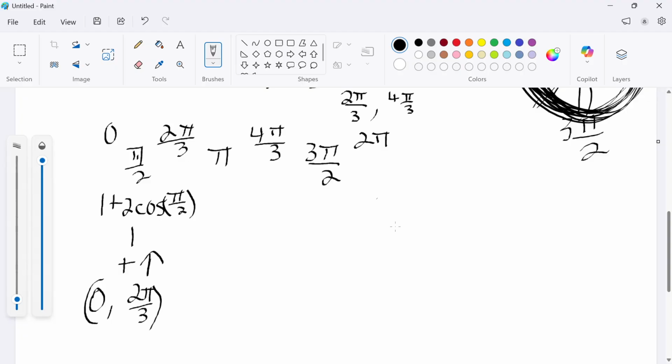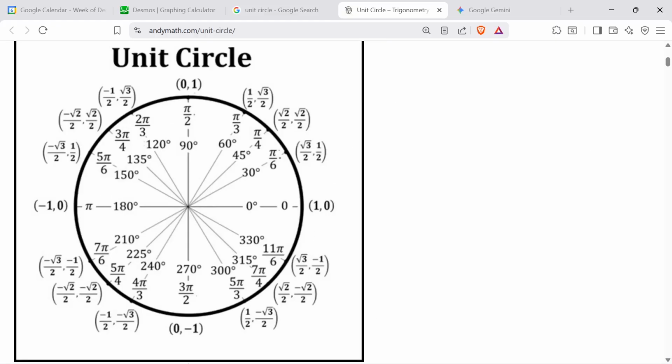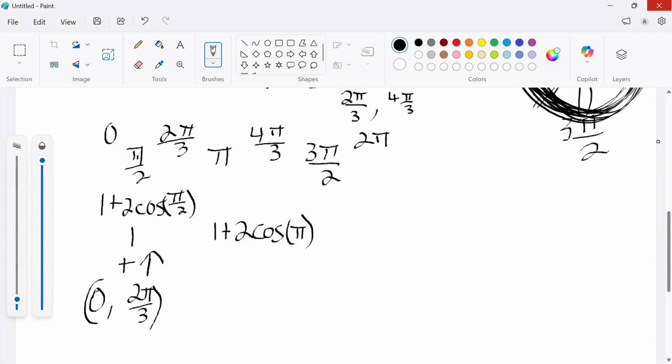Now do 2 pi over 3 to 4 pi over 3. 1 plus 2 cosine of pi. And cosine of pi is negative 1. 1 plus 2 times negative 1 is 1 minus 2 is negative 1. That's negative, decreasing. For 2 pi over 3 to 4 pi over 3, it is decreasing.